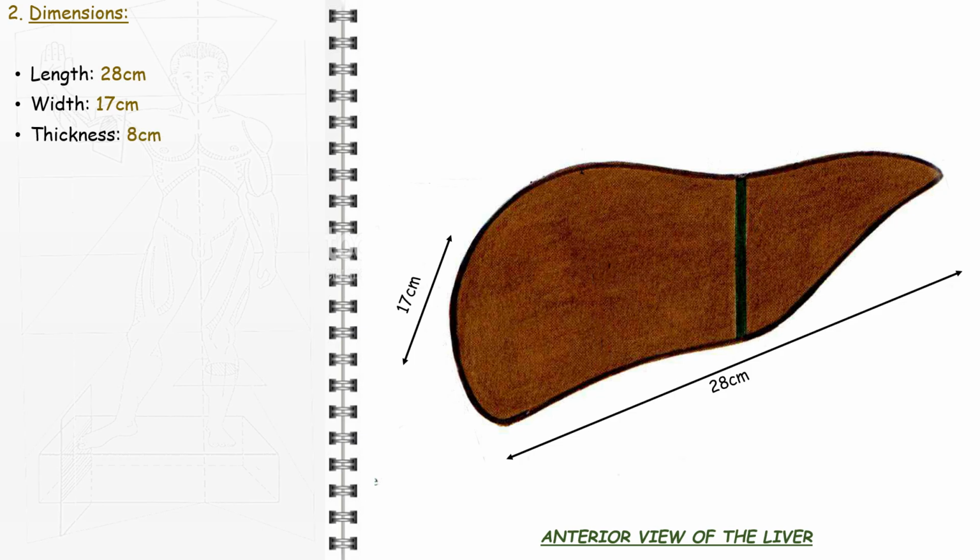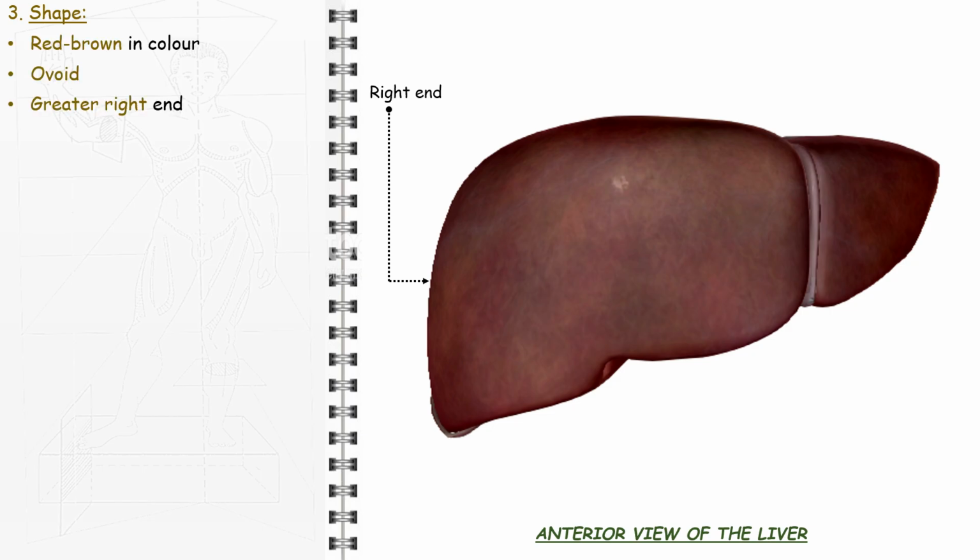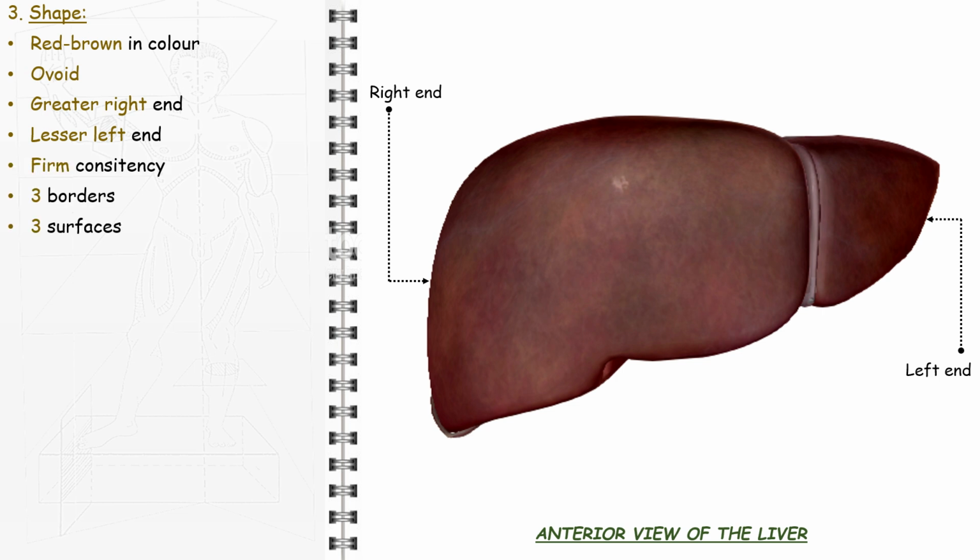It weighs 1,500 grams and receives a blood flow of 1,500 milliliters per minute. The liver is red-brown in color, ovoid in shape with greater right end and lesser left end, and has a firm consistency. Its three borders slightly distinguish its three surfaces. The inferior surface contains three H-shaped fissures. The liver contains three lobes.